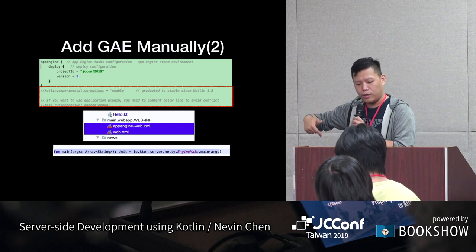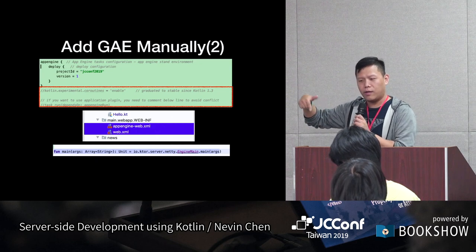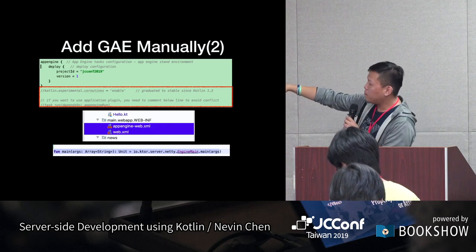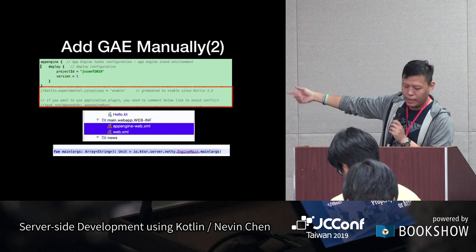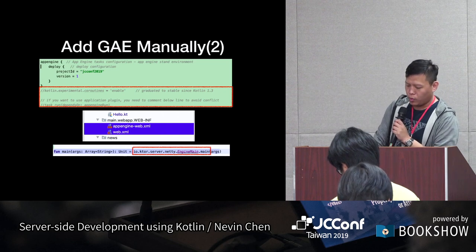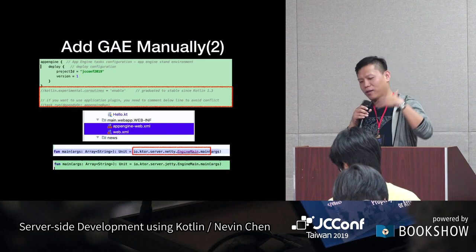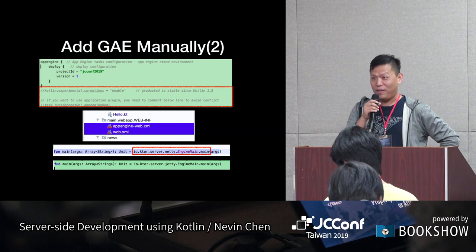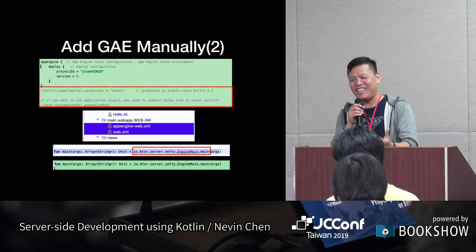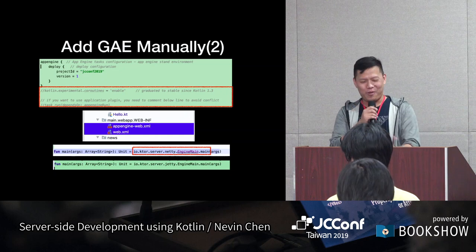when you download the sample project from start.ktor.io, this is Netty, and this is what they will give you. You want to remove it and change to Jetty, and then you can deploy to Google App Engine. So you can imagine that if you want to do this manually, it won't work, right?